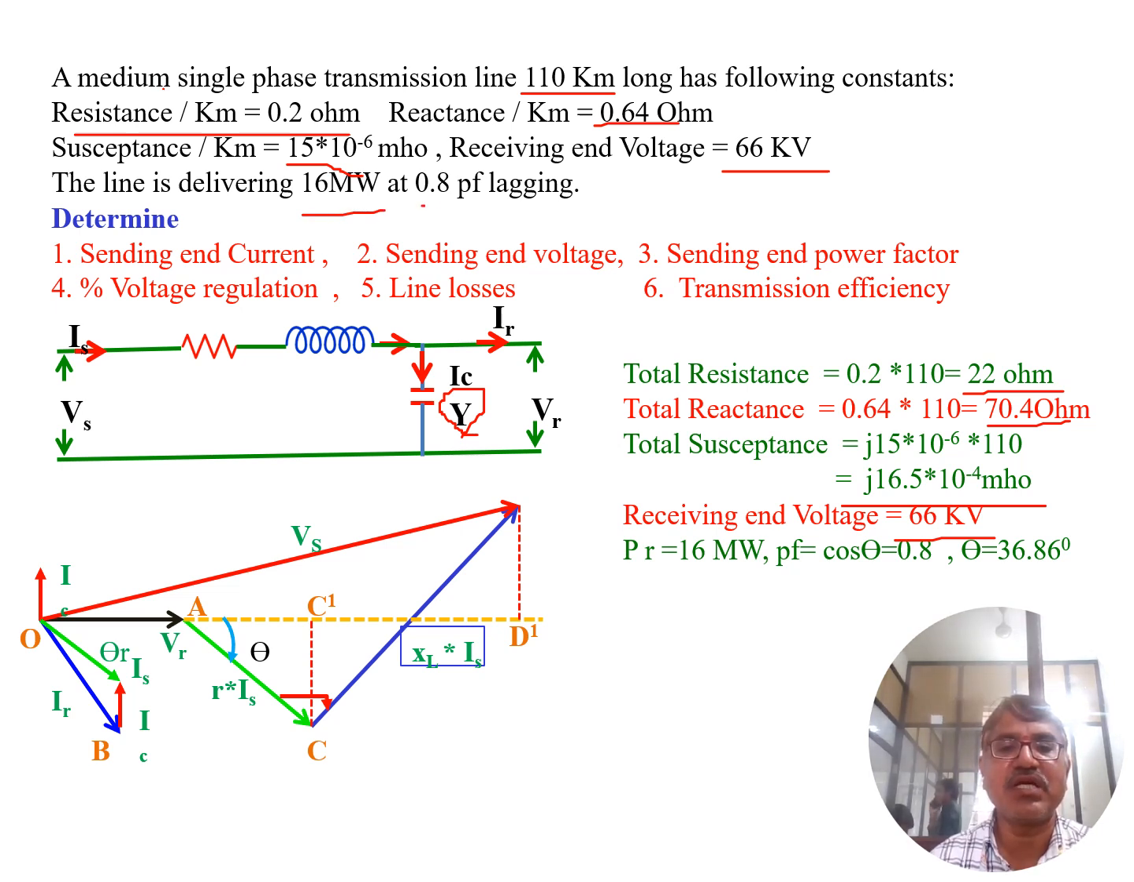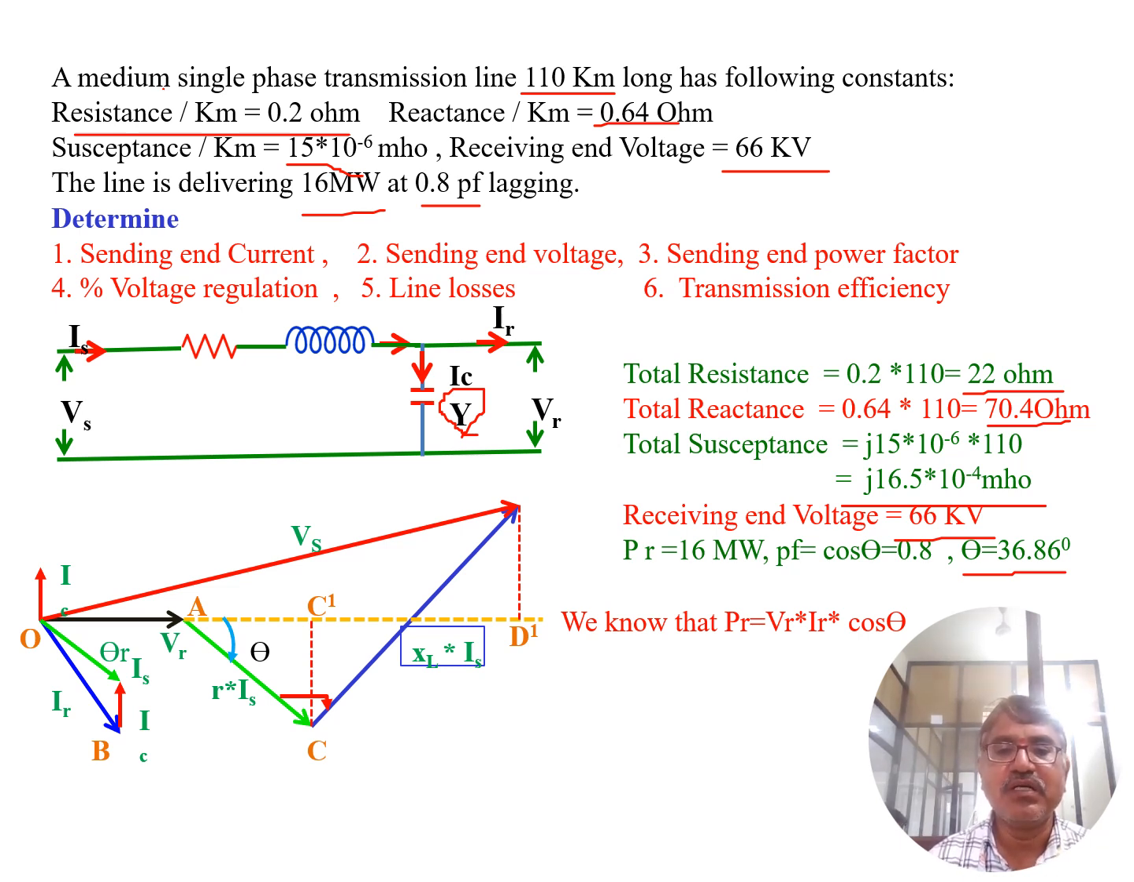The corresponding power factor is equal to 0.8 power factor lag. And we know that power factor is equal to cos theta is equal to 0.8. Let us find out theta. Theta is equal to cos inverse of 0.8, that is equal to 36.86 degrees. So for the single phase receiving end power, PR is equal to receiving end voltage into receiving end current into receiving end power factor.